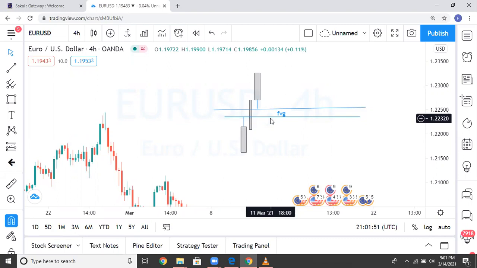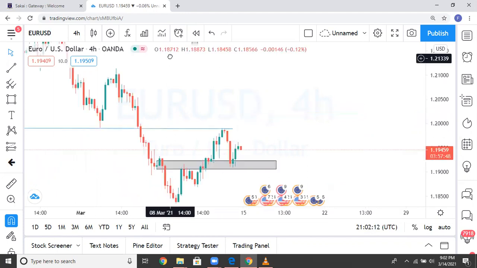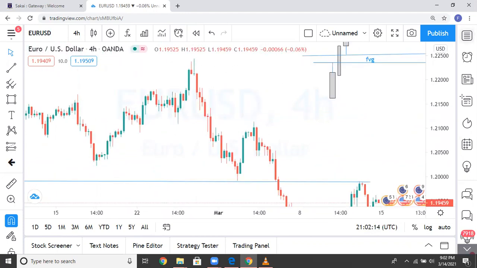And in the forex market there is always a gap inside the market. In the forex market there are gaps in it, meaning that the market is full of gaps. The market is full of gaps.